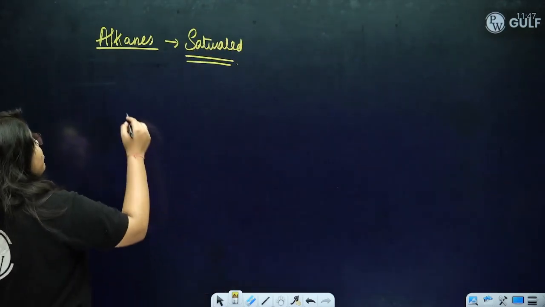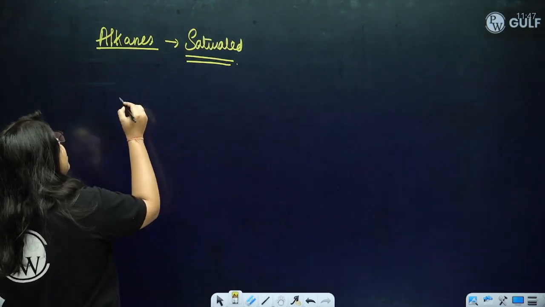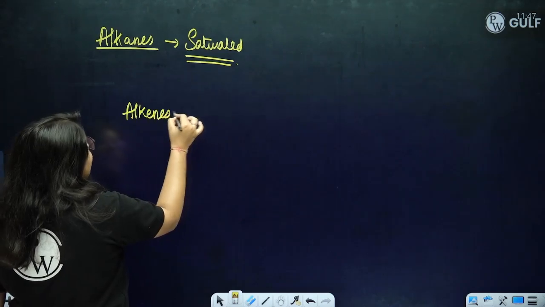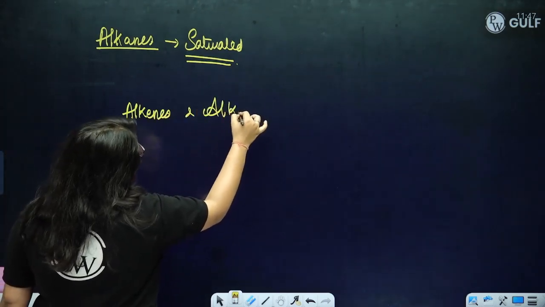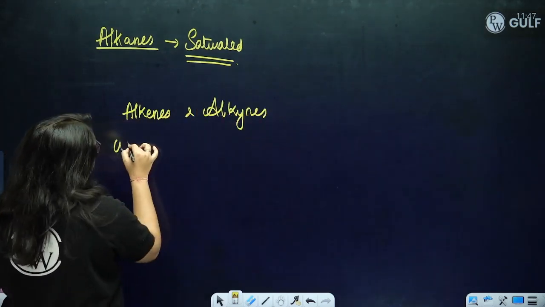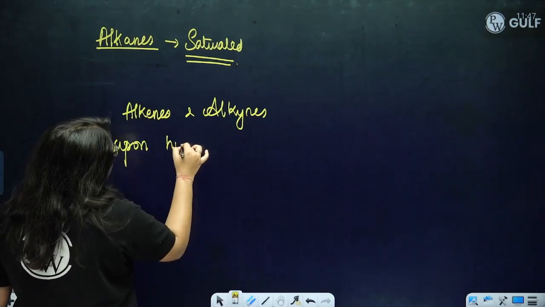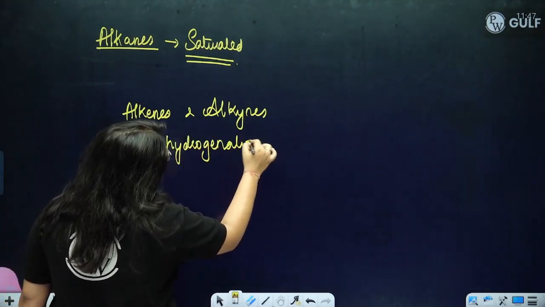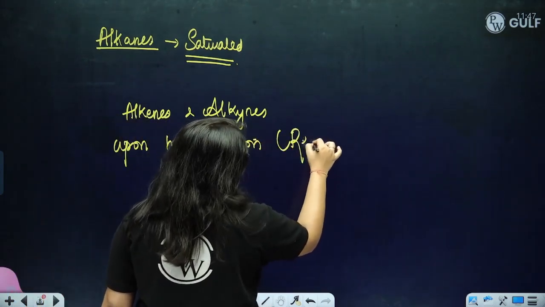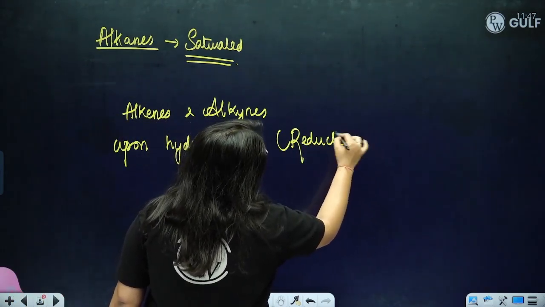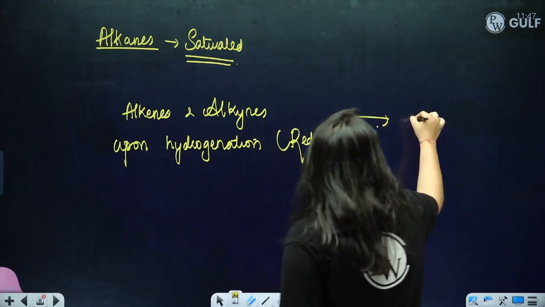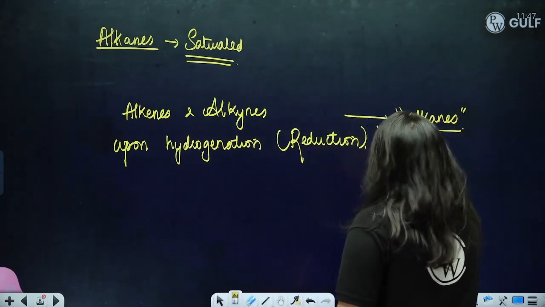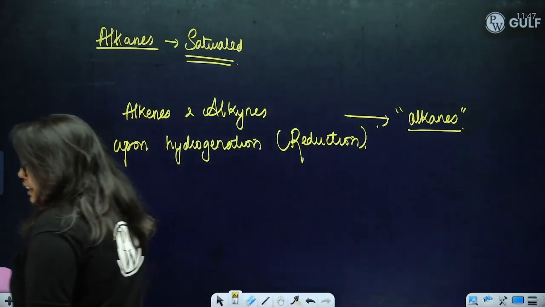That is, for a given number of carbon atoms, they have the maximum number of hydrogen atoms. Now, when we talk about the number of hydrogen atoms, you need to understand that both alkenes and alkynes, upon hydrogenation, which is nothing but reduction because hydrogen is being added, can give rise to alkanes.